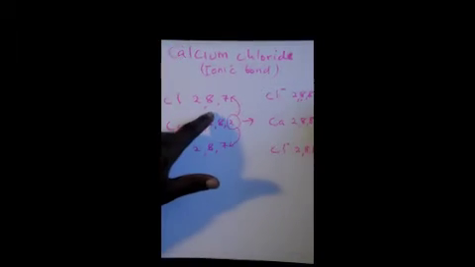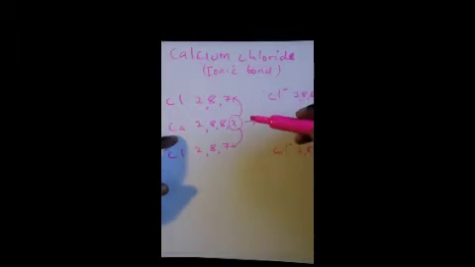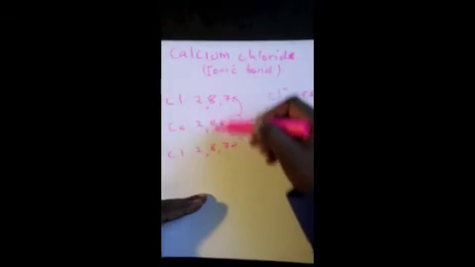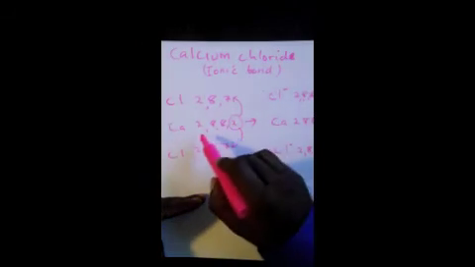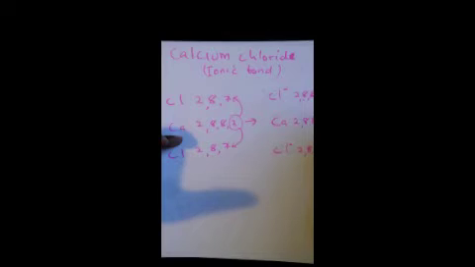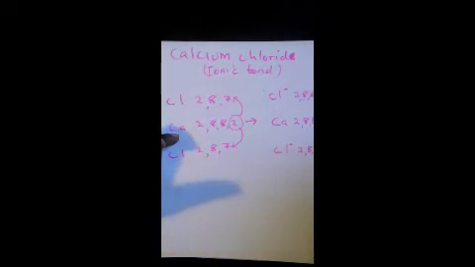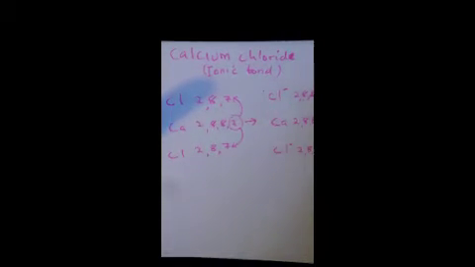Structure of chlorine, 287. Remember, the other time when we were discussing sodium chloride, we said the structure of chlorine is 287. The structure of calcium is 2882. And remember, 2 electrons in the innermost, 8 electrons in the next layer, and these are the number of electrons in the subsequent layers. So calcium has got 4 layers: 1, 2, 3, 4.